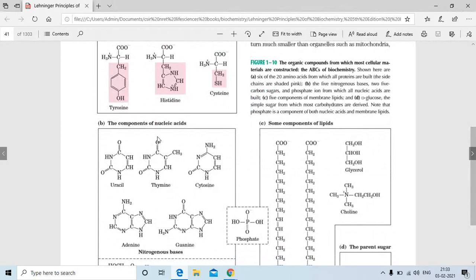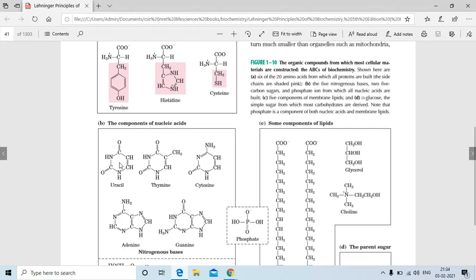And then we will see the components of nucleic acids, which are uracil, thymine, cytosine, adenine, and guanine. These are the nitrogenous bases: for RNA it is uracil and cytosine, and for DNA it is thymine, adenine, and guanine. The pyrimidines are C, U, T, so remember CUT, and then AG. So we can remember these, and we can remember the structure.